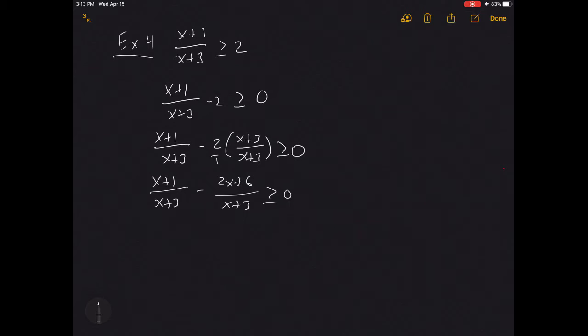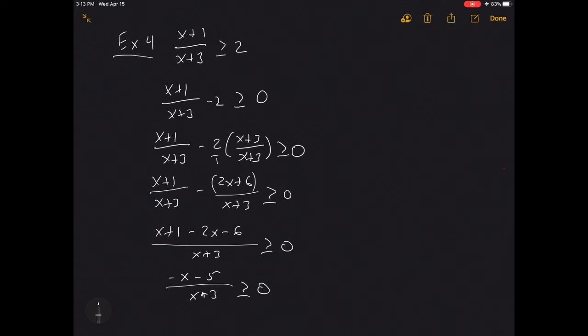Now we have a common denominator. So now we can go ahead and combine the tops. Now remember, I have a minus sign in between here, so the minus gets distributed to everything on the top. So we're going to have x plus 1 minus 2x minus 6 on top over my common denominator. And then we're going to combine all of our like terms on the top. So it looks like I've got x minus 2x, that's minus x, and then we have a 1 and a minus 6, so that's minus 5, over x plus 3. And we want all that to be greater than or equal to 0.